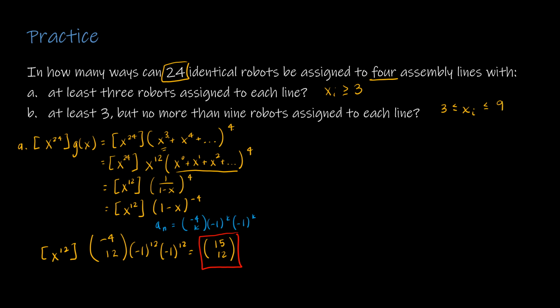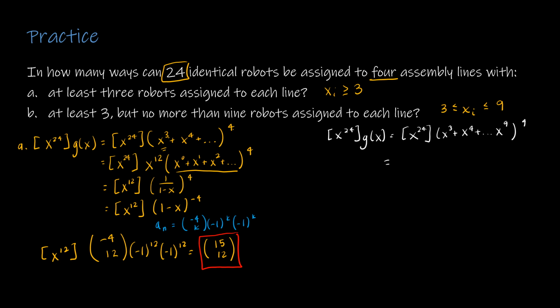So from 3 to 9. So how is that going to change things? Well, I'm still going to have x to the 24th of g of x, and this time my g of x is going to be limited, right? It's going to have an upper bound. So this is x cubed plus x to the 4th all the way up to x to the 9th, and this is still to the 4th power.